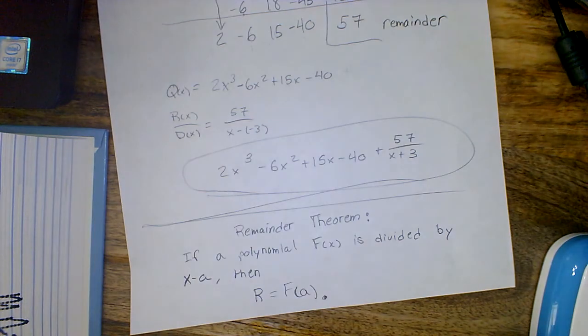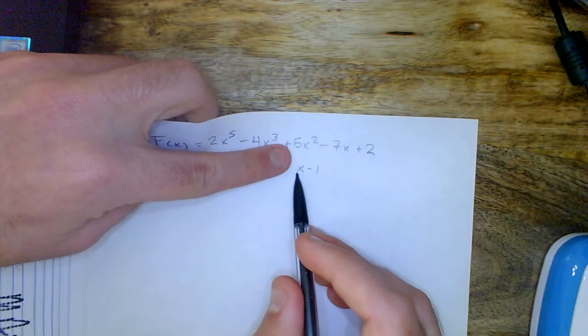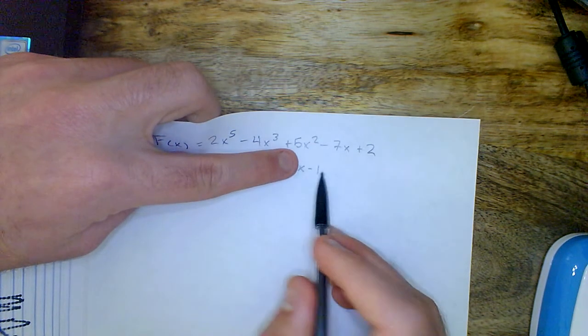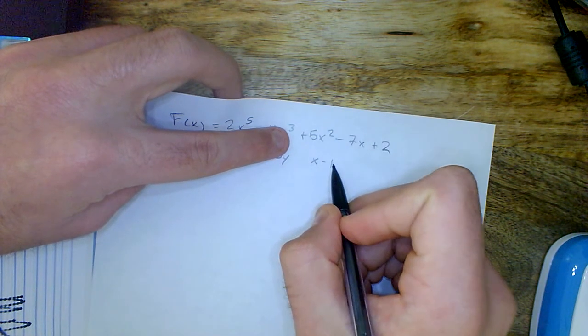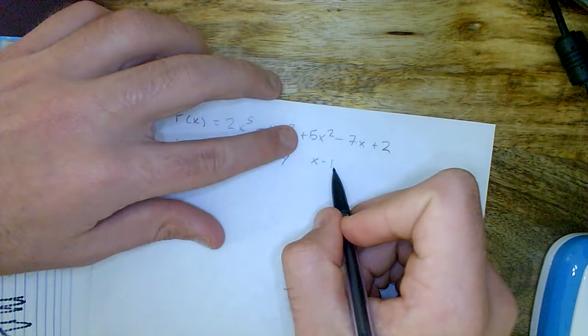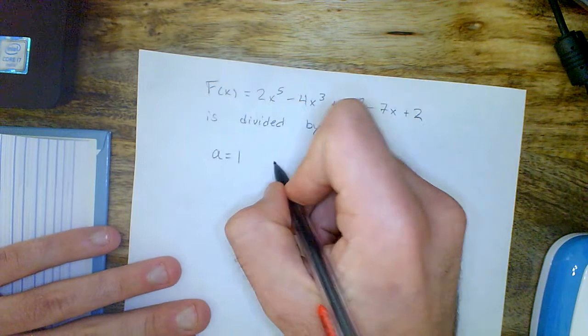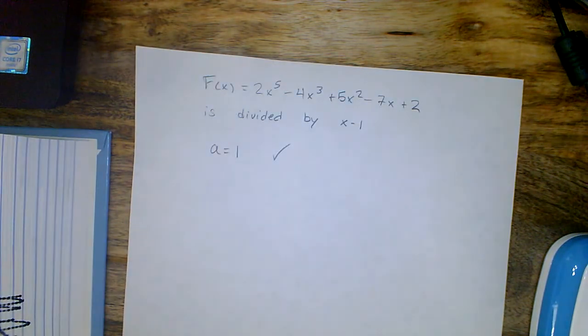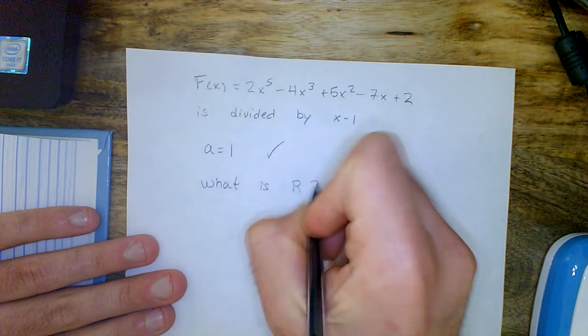x minus 1. So first, in order to use this remainder theorem, we need to figure out what a is, and we have to check if we can even use it. Remember, your divisor has to be in the form x minus a. Well, we have it, because it's x by itself with a coefficient of 1, minus a number. Again, if it were x plus 1, your a would just be negative 1, because you can rewrite that as x minus negative 1. But here we have it already written in the correct form. So a is equal to 1. Check.